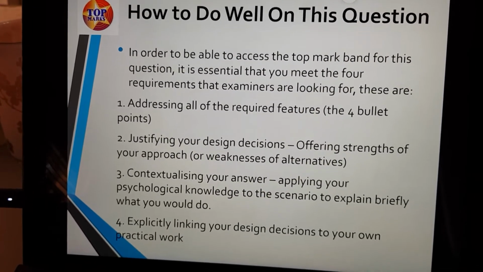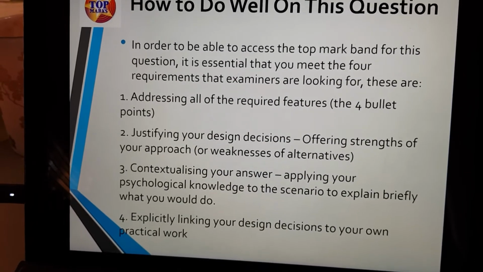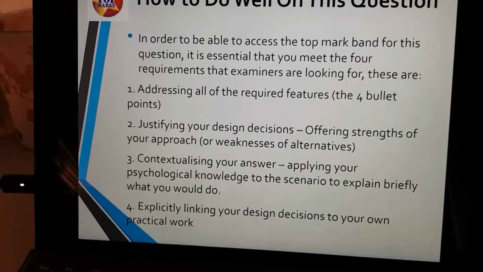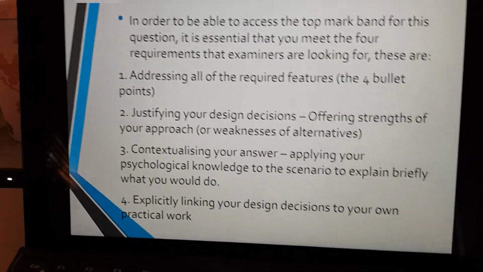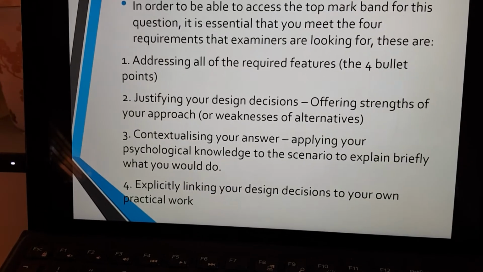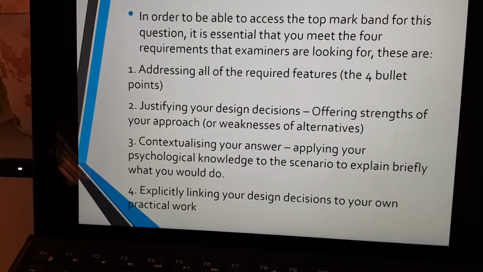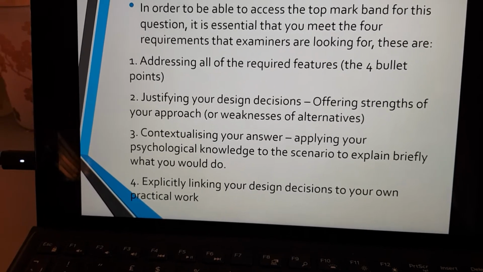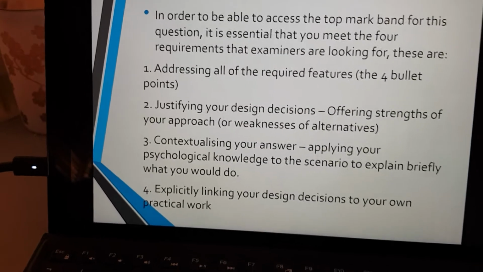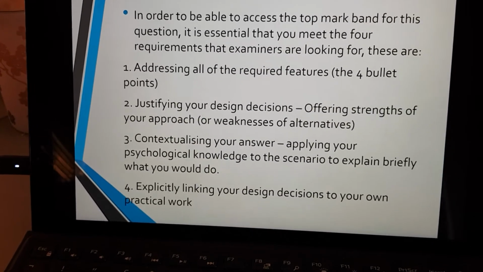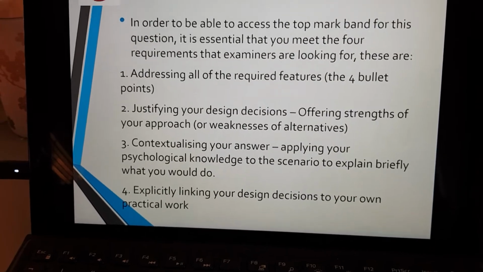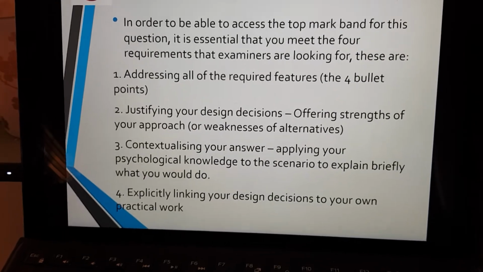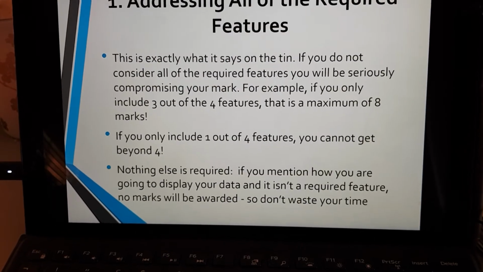Secondly, you need to justify your design decision. Okay, so why you're doing it that way, what would be a strength of doing it in a particular way, or maybe a weakness of an alternative method. You then need to contextualize your answer. Okay, so you have to explain how you're going to do it in context of the question, which I'll explain in a second. And you have to finally explicitly link your decision to your own practical work. Okay, so you do all those 4 bullets, you don't do anything else, because if you start to do anything else, you're going to compromise marks.